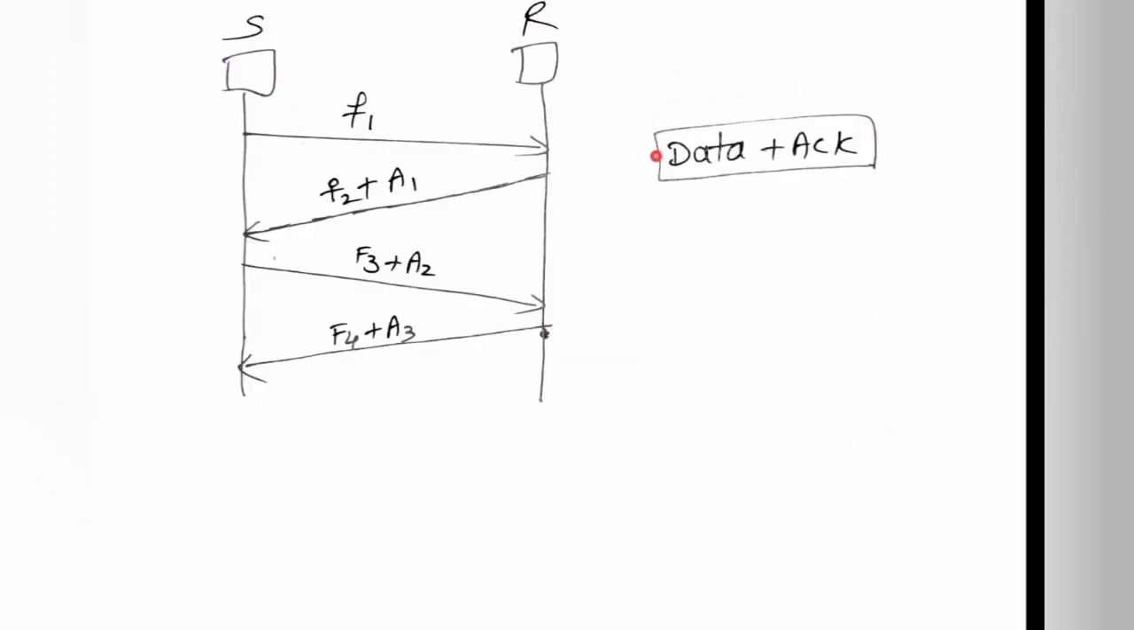In this format, data and acknowledgement, we are going to transmit the data from sender to receiver. First the sender will send frame 1 to the receiver. The receiver will send the acknowledgement of frame 1 along with frame 2 to the sender. Next the sender will send frame 3 along with the previous frame acknowledgement to the receiver. Next the receiver will send frame 4 along with the previous acknowledgement. In this way we are implementing the piggybacking method for the stop and wait protocol.